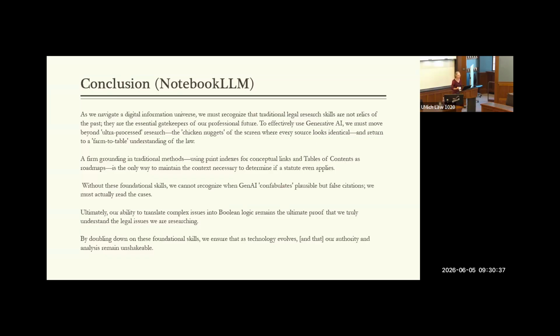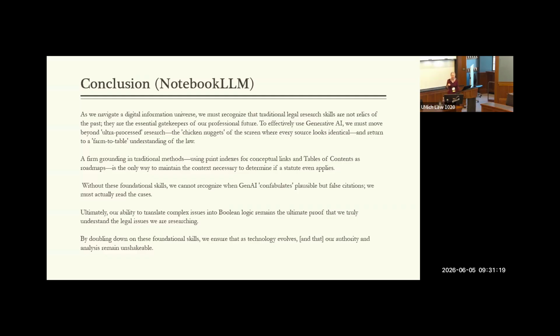A firm grounding in traditional methods, using print indexes for conceptual links and tables of contents as roadmaps, is the only way to maintain the context necessary to determine if a statute even applies. Without these foundational skills, we cannot recognize when Gen AI confabulates plausible but false citations, and we must actually read the cases. Ultimately, our ability to translate complex issues into Boolean logic remains the ultimate proof that we truly understand the issues we are researching. And by doubling down on these foundational skills, we ensure that as the technology evolves, our authority and analysis remain unshakable.